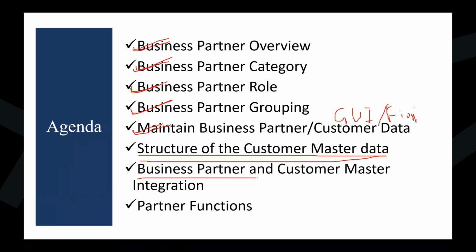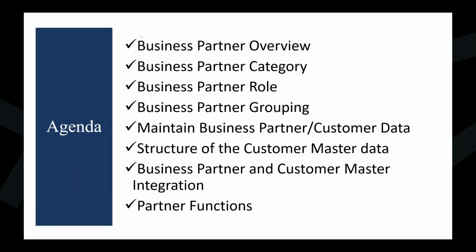Then business partner and customer master integration. We will see that integration, because when you create a business partner, it will also create a customer number: a business partner number and a customer number. And finally, partner functions. What are partner functions? How are partner functions created in the business partner? Those things we will understand. So these are the topics we will be covering in the business partner.